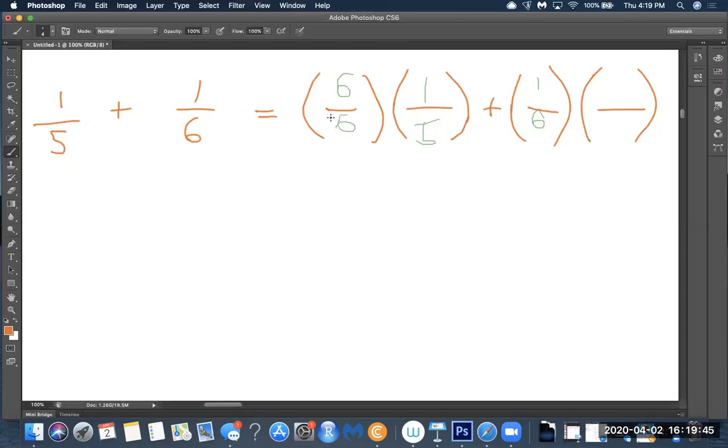And then what should I write on the next fraction? 6. Very good. Well, remember, you want the same denominators. So what would I need to do to 6 to get the same denominator as 30? 5 times 6. 5 times 5. So write the 5 over 5. Very good.